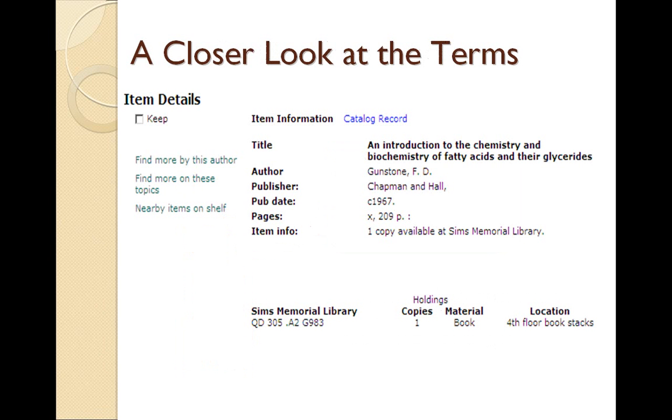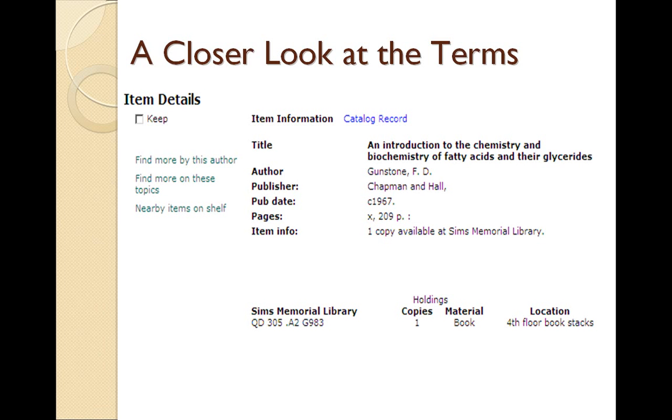Okay, so a little bit of a closer look at the terms. This is a catalog record. So this is if you were searching in the library catalog here and you were searching for a chemistry book and you found this one, this is what you would see when you clicked on this. So this is what you'd find, and this is a record. So when we're doing that Russian doll thing, the catalog is the database.